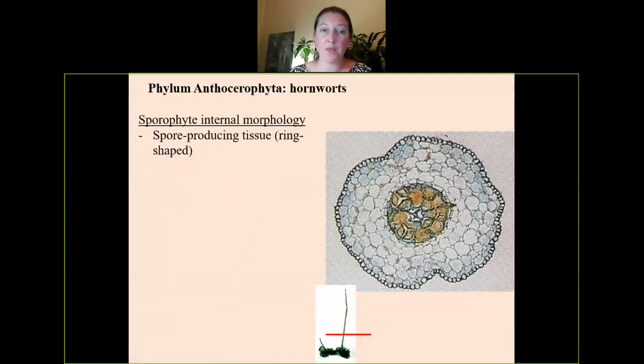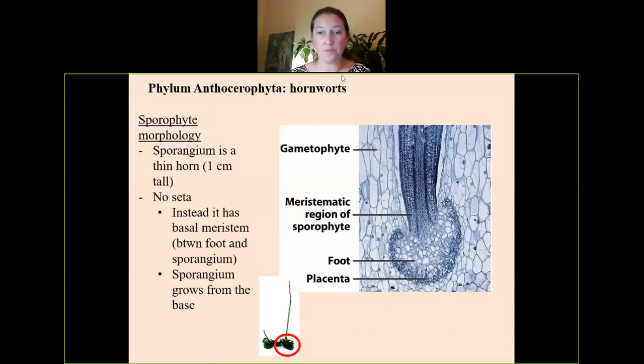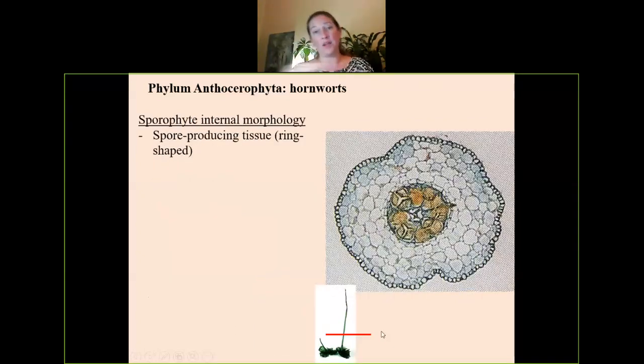If you were to do a cross-section through the horn, so this, I don't know if you see here, the red circle is showing you what we're looking at up close. And the red line here is showing you where we did the cut to make the microscope slide. This is a cross-section through a horn. And in the case of the hornworts, because you're just talking about a capsule that's shaped like a horn, all of the spore-producing tissue is in the very middle.